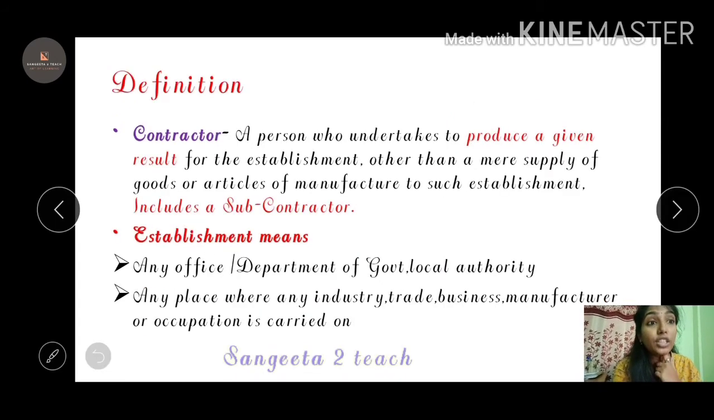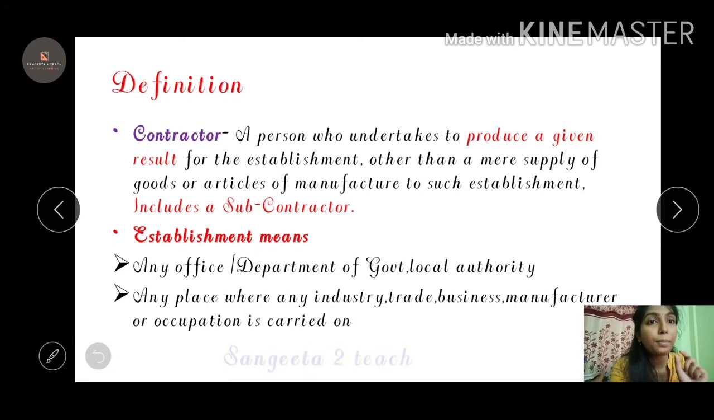Okay, coming to the definitions. You have to pay more attention to these definitions very clearly. Don't just say that you know who is a contractor and what is an establishment. When there is a question, you will understand. So who is a contractor?